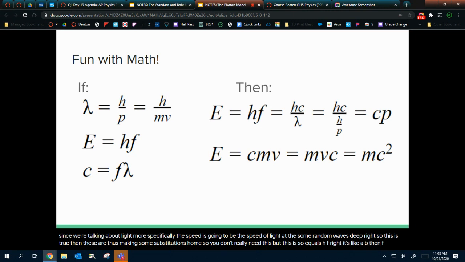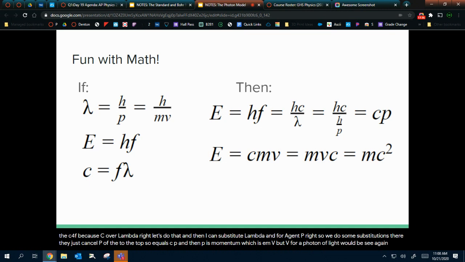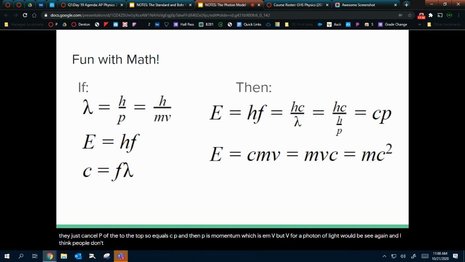Then F, it's C for F. You get C over lambda, right? I can substitute that in. Then I can substitute lambda in for H over P, right? So we do some substitutions there, like the H's cancel, P comes up to the top. So E equals CP. And then P is momentum, which is MV. But V for a photon of light would be C again, and that's how you get E equals MC squared.